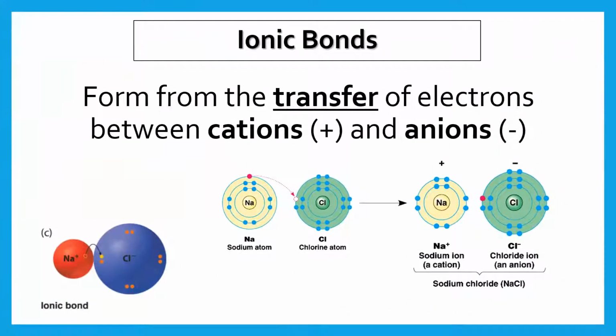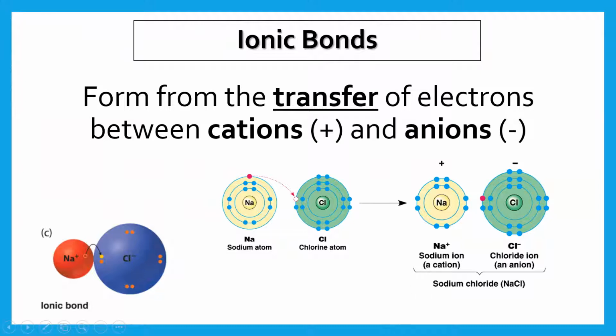So an ionic bond forms from the transfer, the give and the take, between a cation, a positive ion, and an anion, a negative ion. So these positive and negative ions attract, they transfer and give and take electrons, and then they're bonded. There is not an overlap occurring, but a give and a take.